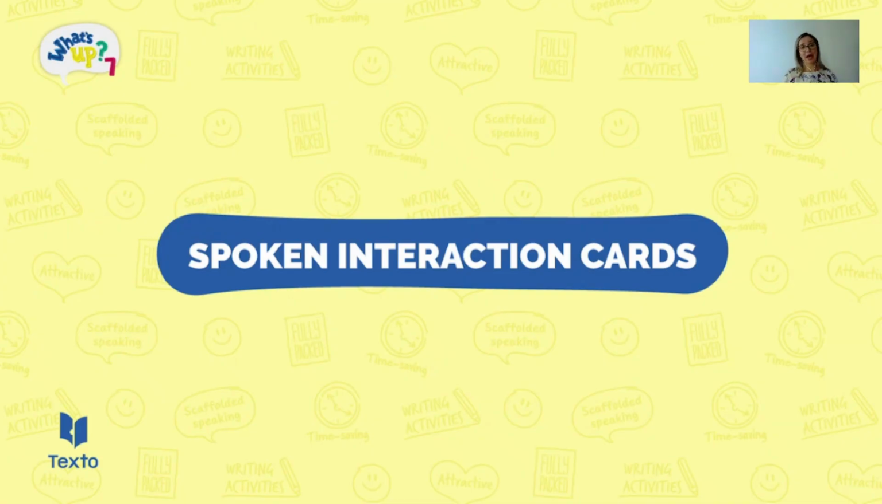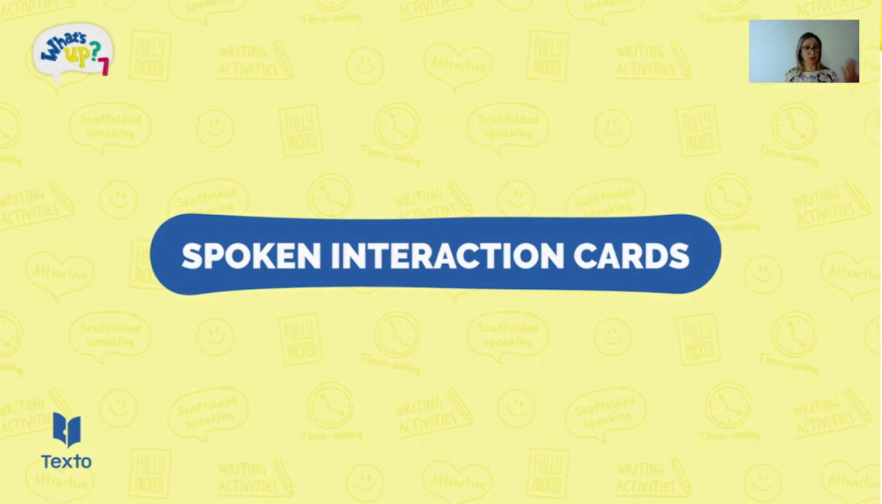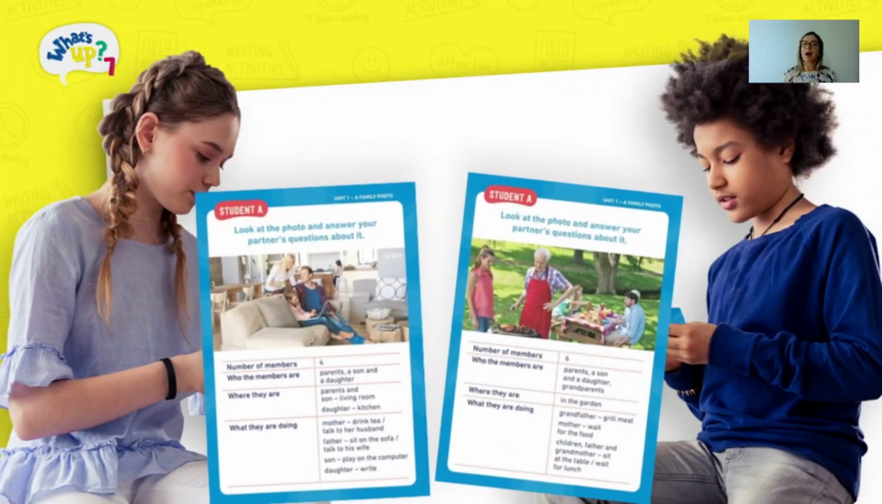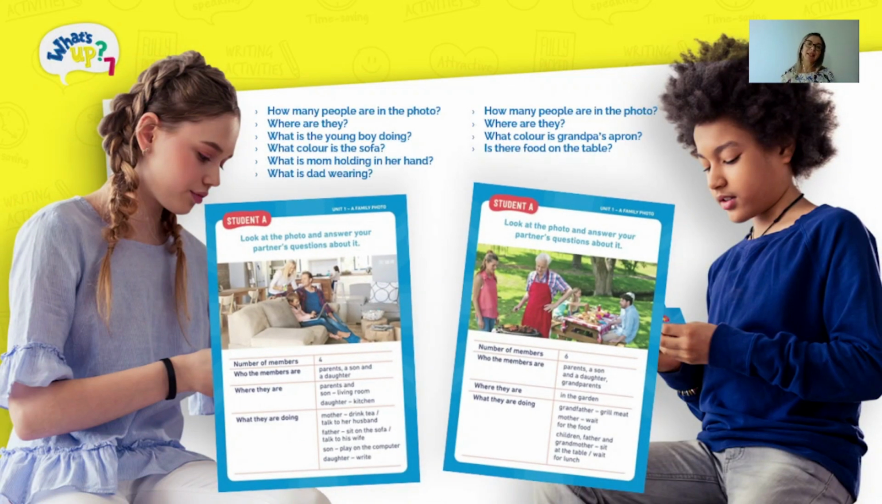Moving along, we also have a group of spoken interaction cards that we can use not only for speaking, which is their purpose, but in other ways. Here we have these 2 spoken interaction cards, and they have both photos. So the idea is that you zoom in on the photo only. So no additional information such as a look at the photo and answer, or number of members, who the members are. That information should not be visible to the student, only the pictures. So you show these pictures for 10 seconds.